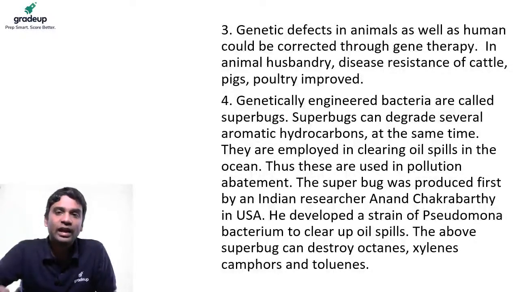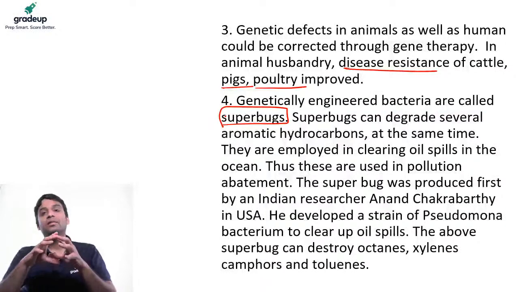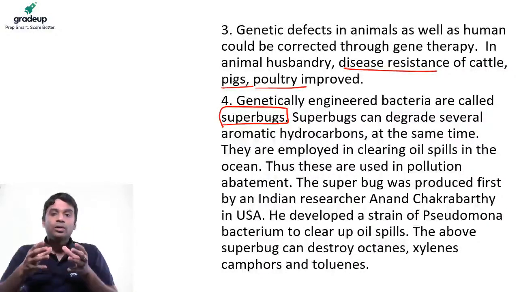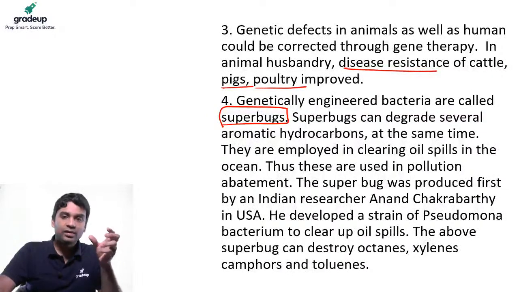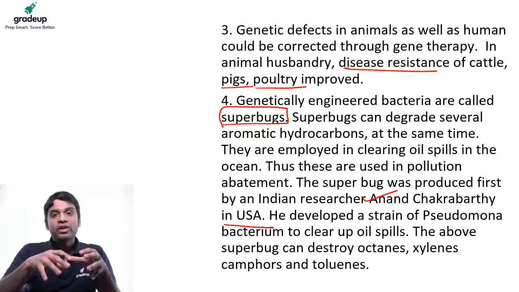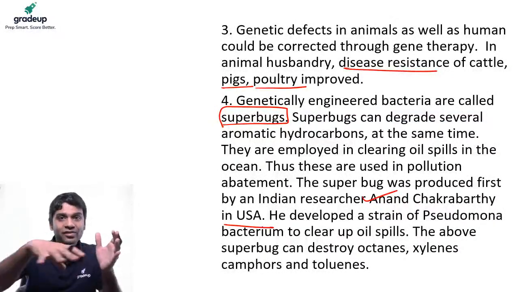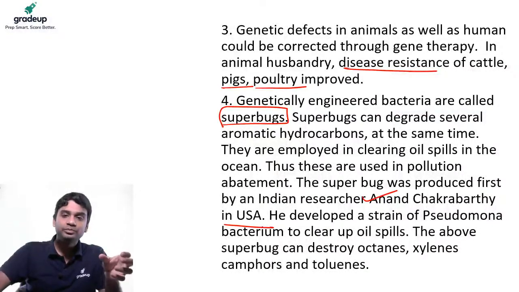Similarly, animals may be used in animal husbandry, like it can be used to improve the disease resistance in cattle, pigs, poultry. Then you have genetically engineered bacteria called superbugs. Now what are superbugs? They can degrade aromatic hydrocarbons. The first superbug was actually invented by an Indian researcher, Anand Chakrabarty, in the USA. He had developed it from a strain of Pseudomonas bacteria, which he had genetically modified so that it can degrade your aromatic hydrocarbons. So if there is an oil spill somewhere in the ocean, this superbug will go and clear up the oil spills.